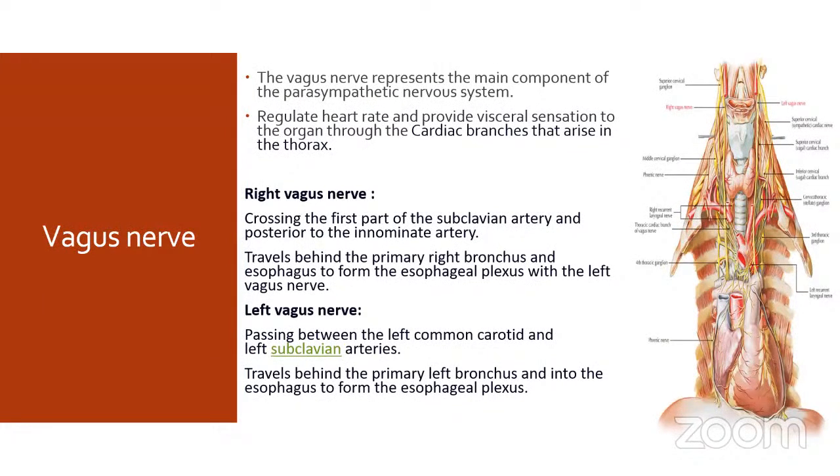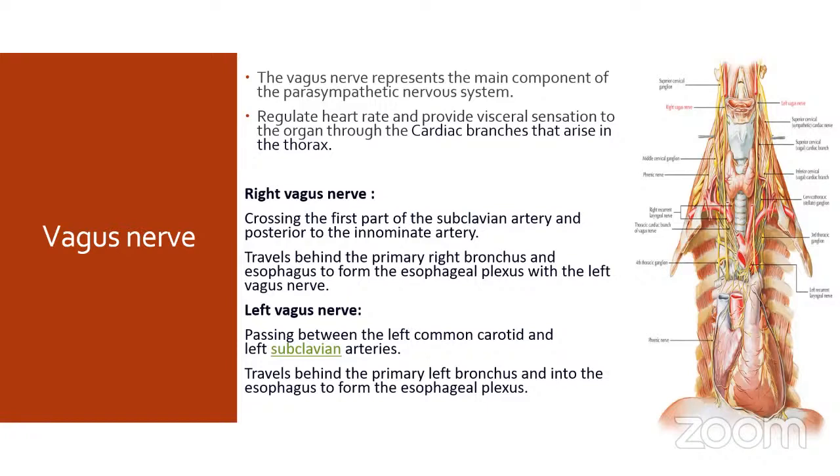The vagus nerve represents the main component of the parasympathetic nervous system to the heart, among a number of different functions of the vagus nerve. In relation to the heart, it has a parasympathetic effect which regulates the heart rate and provides the visceral sensation to the heart through the cardiac branches that arise in the mediastinum.